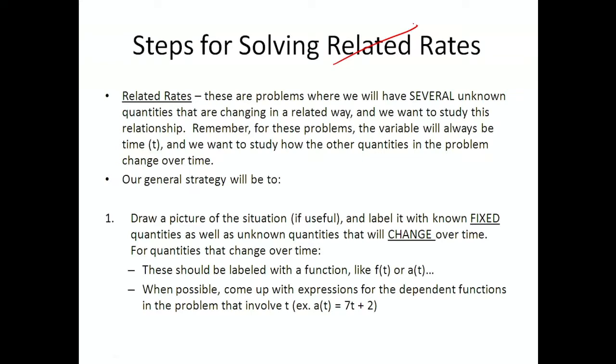So the other key piece, the reason the other R is there in related rates, is that not only are these objects changing, and I don't know what these quantities are, but they are changing in a related way.